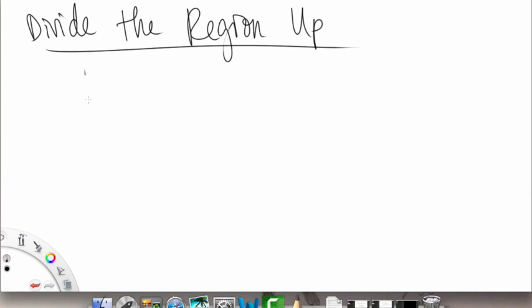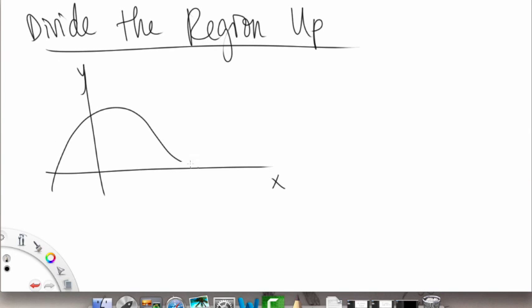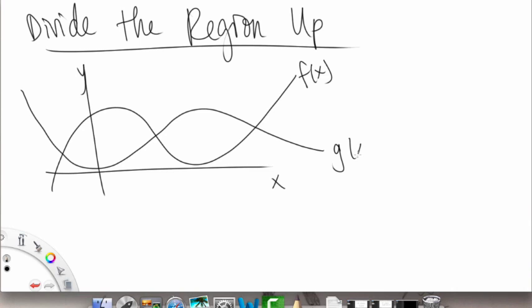Because let's say we have some graphs that look like this. So here's our x and y. This is our f of x function, let's say. So this is f of x, and then here's our g of x. It'll come like this, let's say. So this is our g of x. And we want to evaluate from a to c. Okay? A to c. That's what we want to find, the area between the two curves.